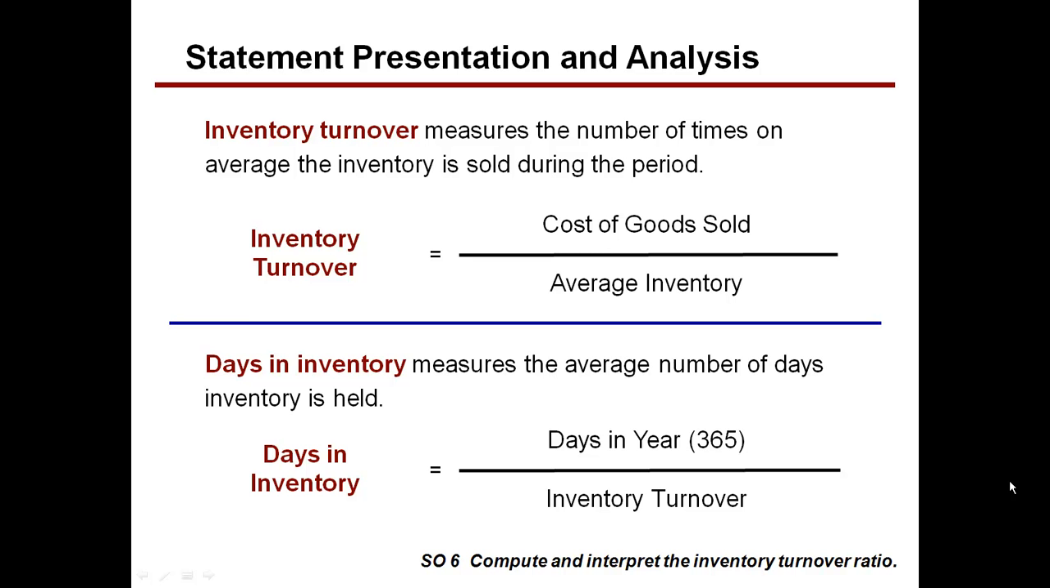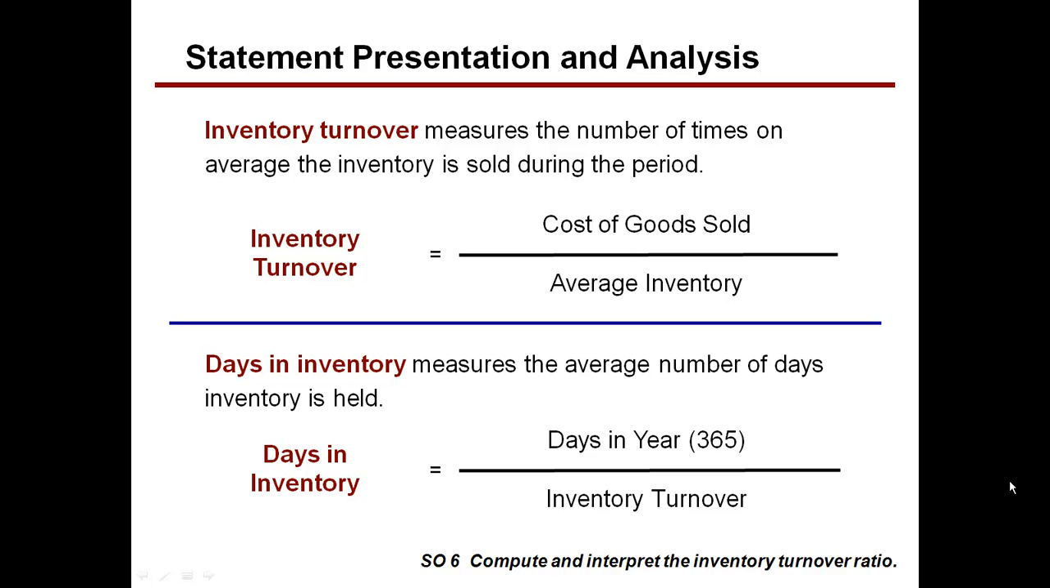There are two ratios covered in this chapter. One is an inventory turnover ratio. The other is days in inventory. What do these mean? As indicated, inventory turnover measures the number of times an average inventory is sold during the period. So we calculate this at the end of a period of time, let's say a year, where we know the total cost of goods sold for the year, and we take our average inventory for that period of time, beginning inventory plus ending divided by 2 gives us an average, and this inventory turnover ratio tells us how frequently, how many times a year is inventory turned over, is it sold.